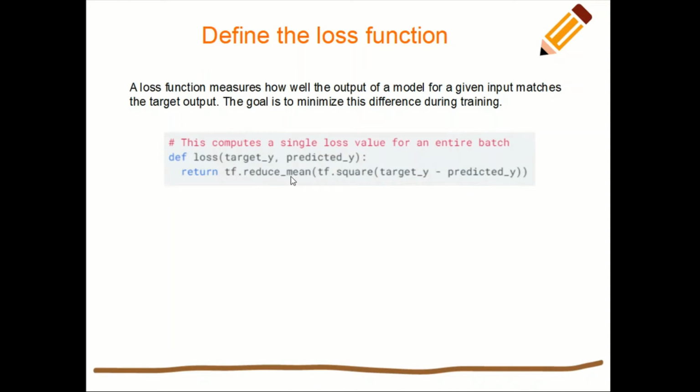And why is it tf.reduce_mean? Because the actual y and the predicted y could be batches. So we compute a single loss value for an entire batch. For example, if you have 1000 pieces of data, and you have split them into batches of 32 records, then we are going to get a loss value for 32 data records if we are using this particular loss function.